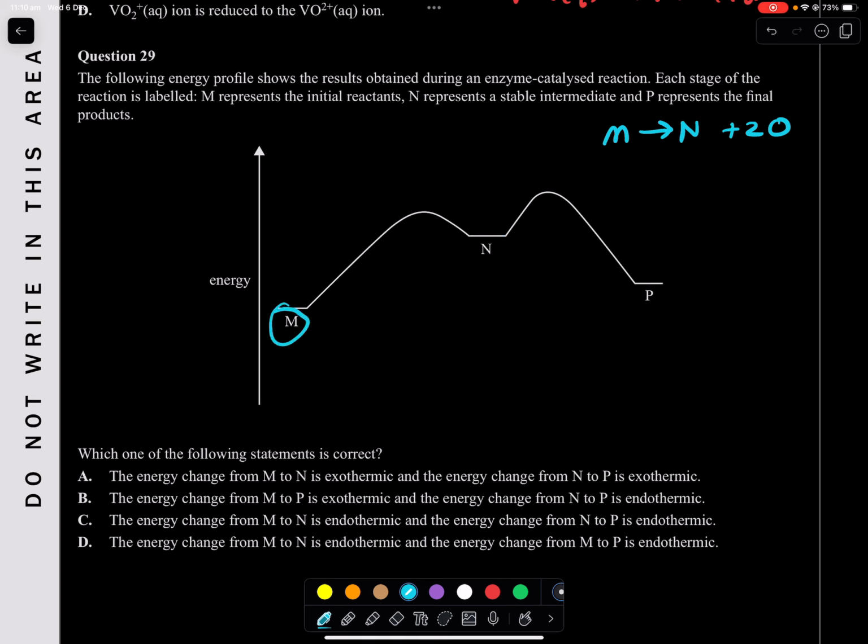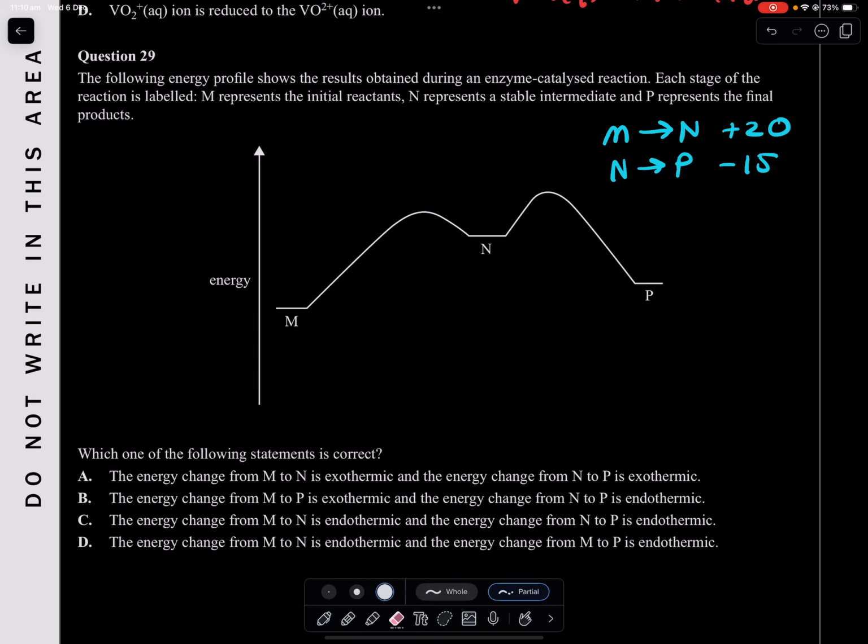The first step is going from M to N, so all the reactant is used up and it's created this product, and now this product is going to be used up to create P, the final product. So now we're going from N to P. And because this here is exothermic and much less, we say like -15.